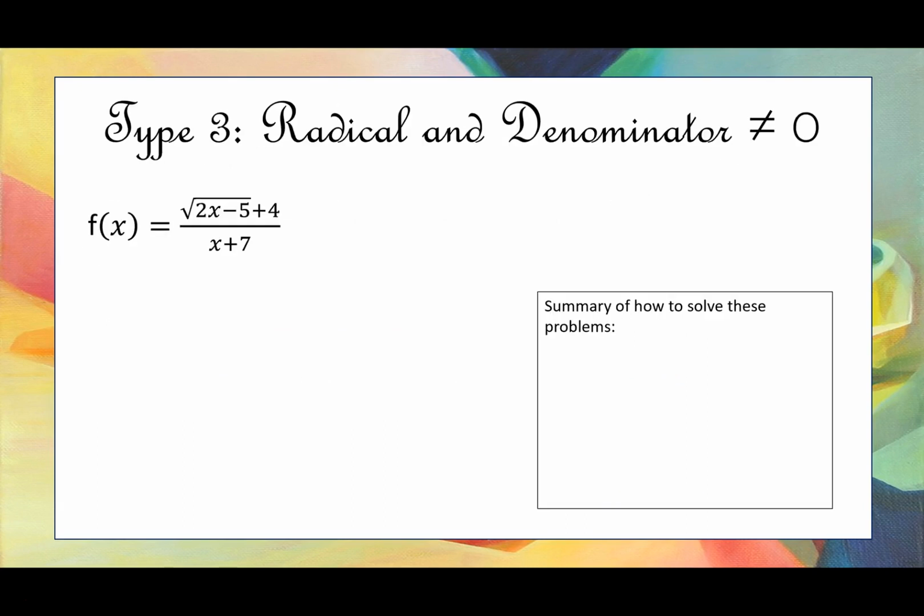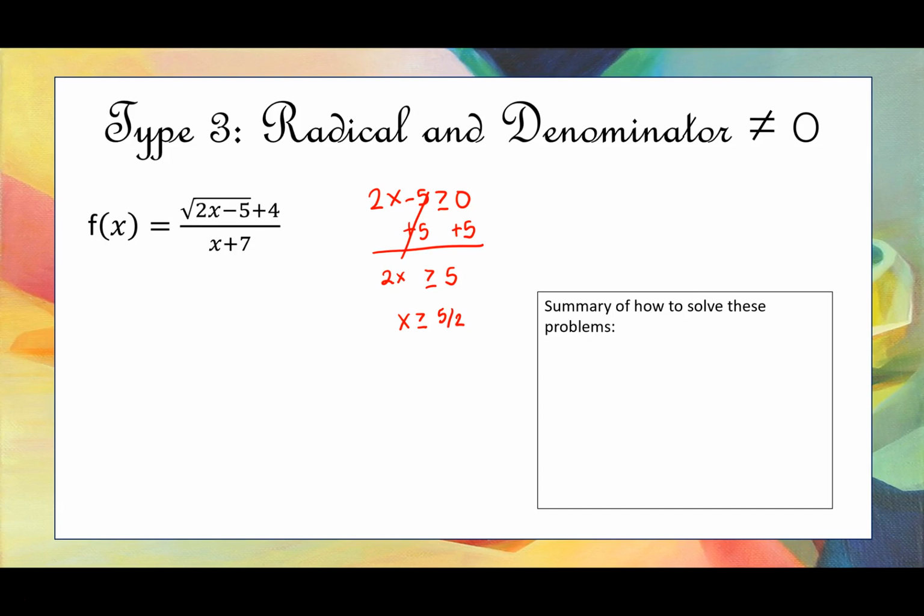All right, so what do we know about radicals? Well, we know that the radical has to be greater than or equal to 0. So I have to set 2x minus 5 greater than or equal to 0. I'm going to add 5 to both sides. I get 2x is greater than or equal to 5, or x is greater than or equal to 5/2, which is what, 2.5?